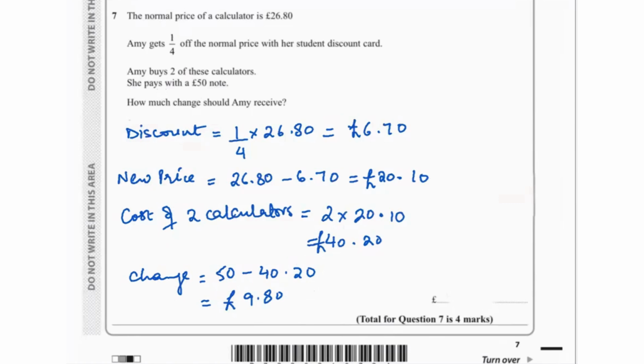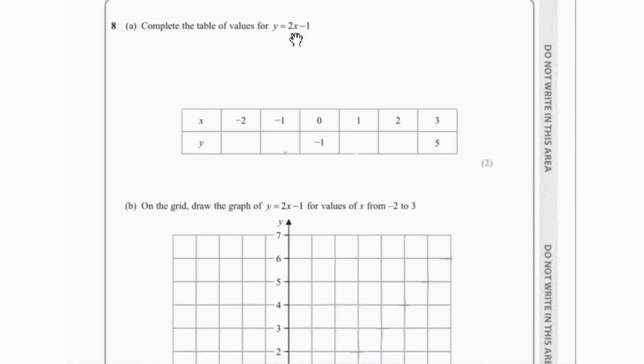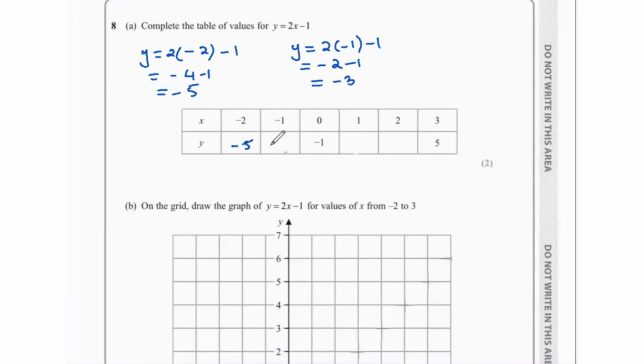That's your answer. Then complete the table of values for y equals 2x minus 1. So in this one, you just substitute the x values into the equation to find the missing y values. So for y equals 2 times negative 2 minus 1, that's negative 4 minus 1, that's negative 5. Then y equals 2 times negative 1 minus 1, that's negative 2 minus 1, which is negative 3. Then 2 times 1 minus 1, that's equal to 1. And 2 times 2 minus 1, that is equal to 3. These are your values of y.